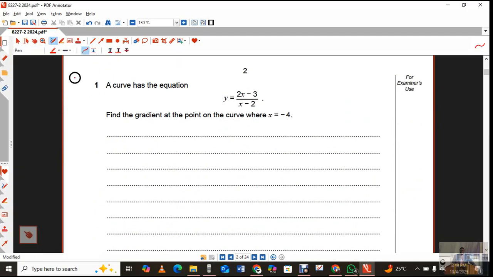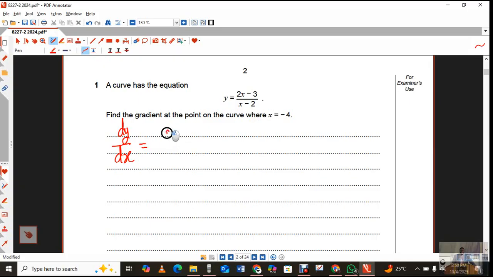A curve has the equation y equals (2x minus 3) upon (x minus 2). Find the gradient at the point on the curve where x is equal to -4. So the first thing you need to do is find dy/dx, and then you'll be substituting that value in there. Very important, you are going to use the quotient rule.